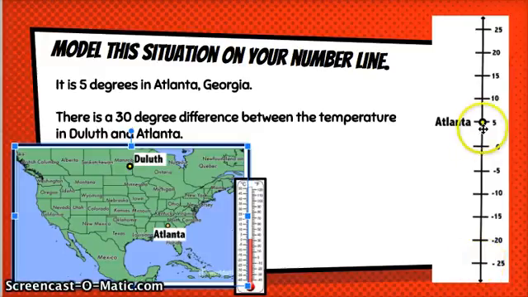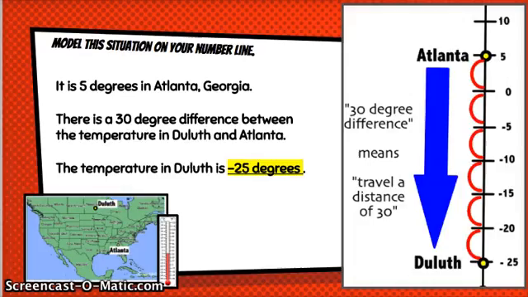I start at 5 and I move 30 degrees in the negative direction. And I don't end at 30, but where I end is my temperature in Duluth. Right? 30 degrees difference means travel a distance, in this case in the negative direction, of 30. And we end here at negative 25. So that means that the temperature in Duluth is negative 25 degrees.